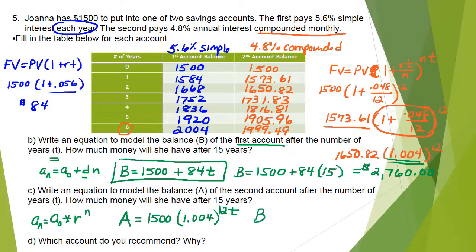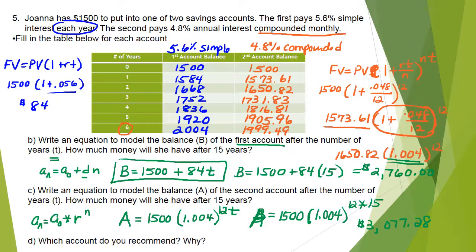So again, to figure out what that is after 15 years, using the letter A, it would be 1,500 times 1.004 raised to the 12 times 15. So this time we get that her income would actually be $3,077.28.